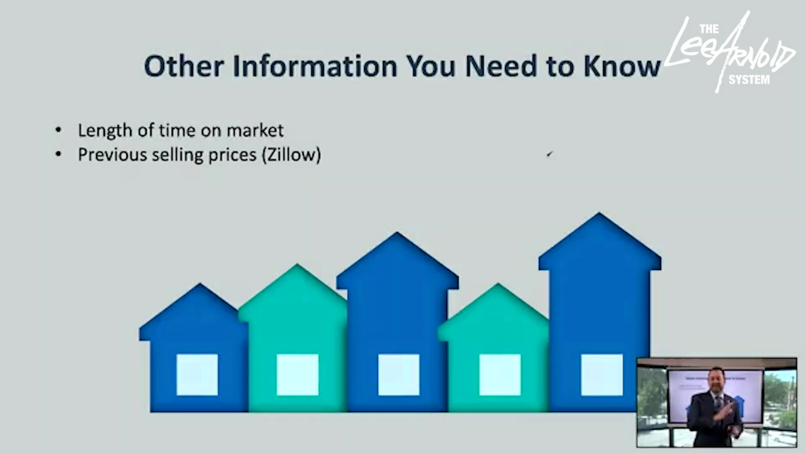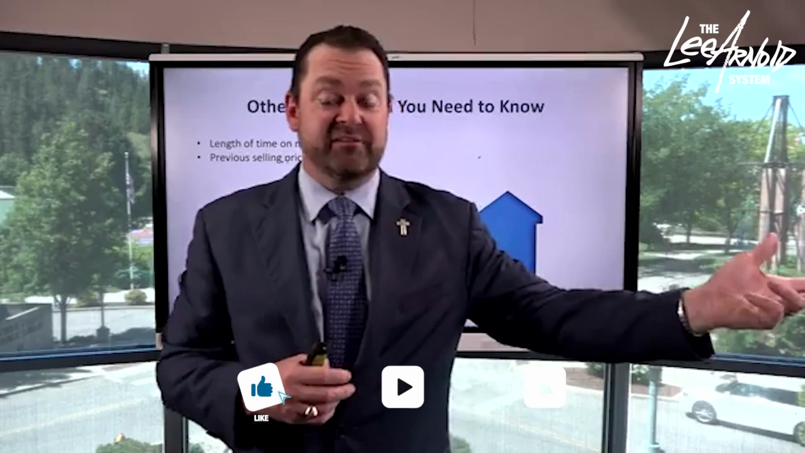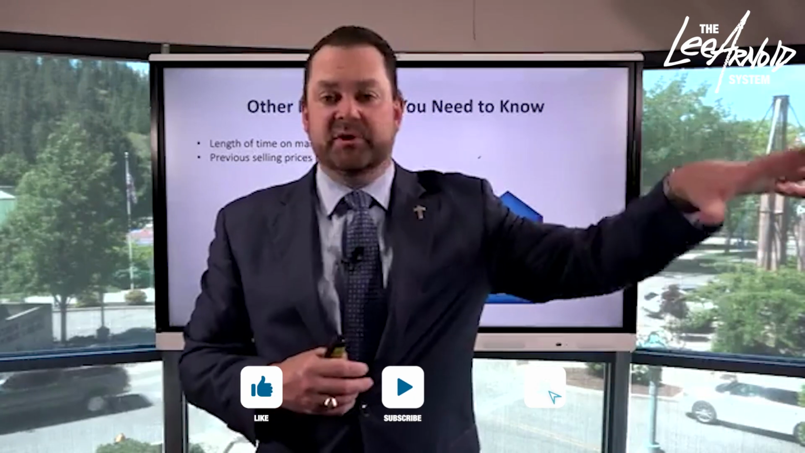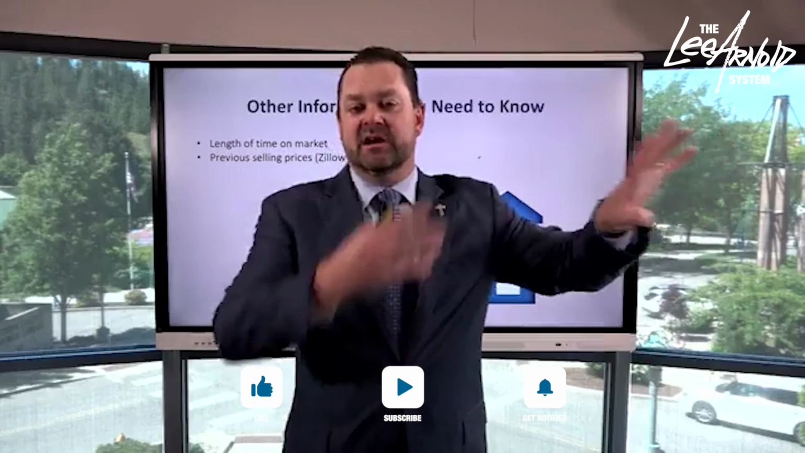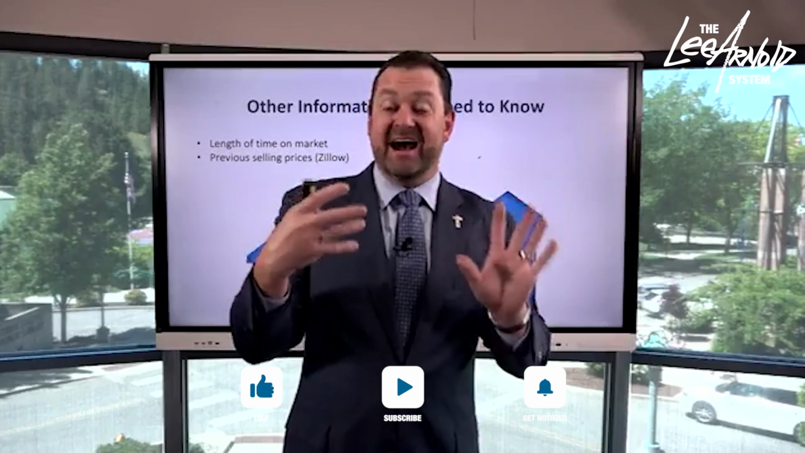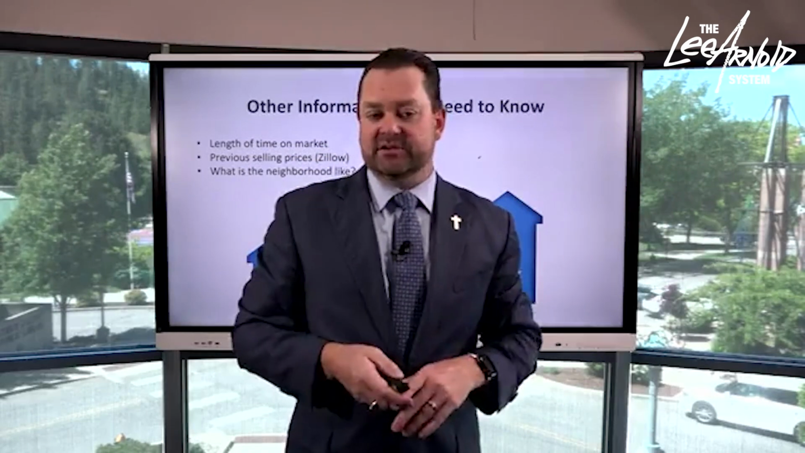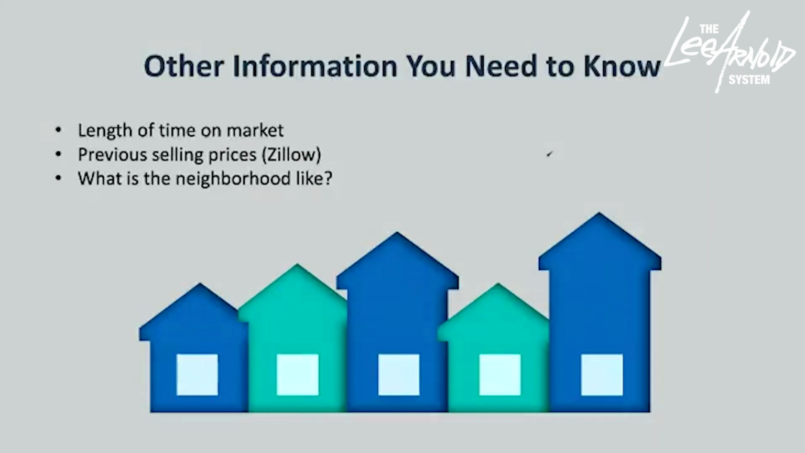What were some of the amenities of the other properties? Did they have big, beautiful backyards? Did they have swimming pools? Did they have hot tubs? Did they have an accessory dwelling unit or a mother-in-law suite in the basement? What are some of the attributes of the other sales that we will use to compare against our subject property? That's how we need to determine value. And then what is the neighborhood like?